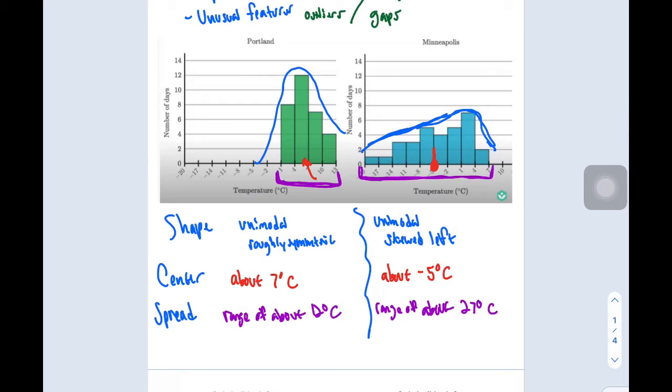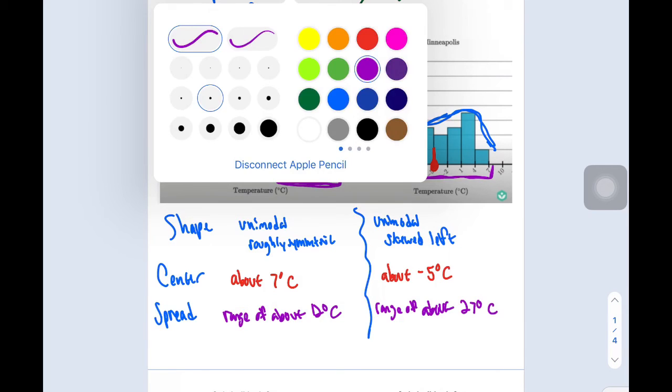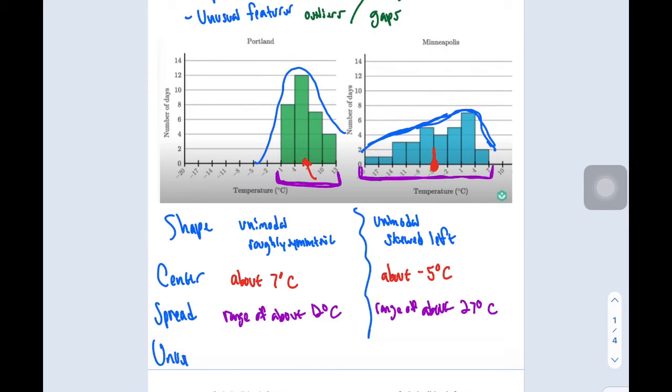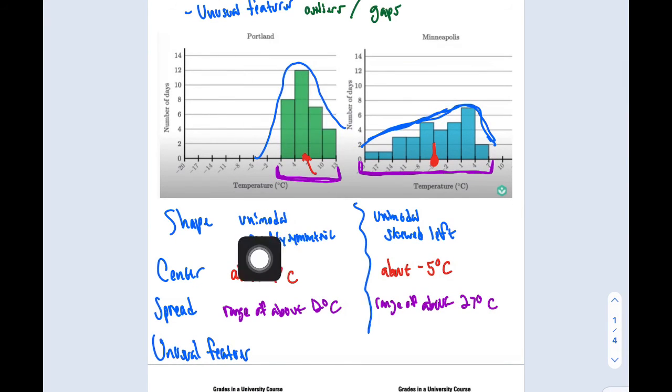Alright, so shape, center, spread, and let's see, do we have any unusual features? Well, remember, for unusual features, we're looking at gaps, any gaps in bins, and we don't really have any gaps here. All 4 of these bins are next to each other. And then we're looking at any potential outliers, and this one we didn't say any outliers, and it's pretty symmetric, so none there. I'm just going to write none.